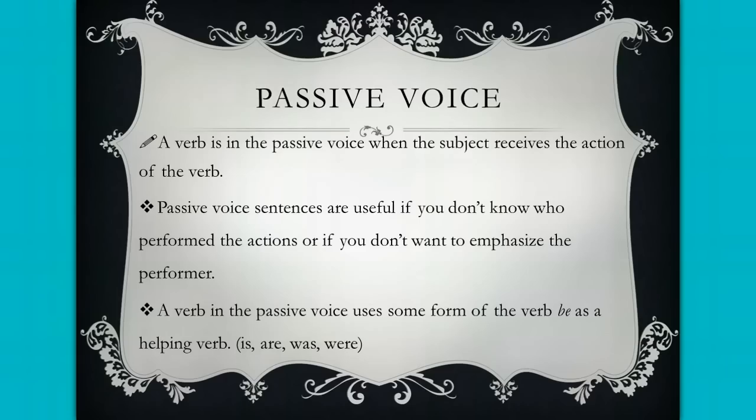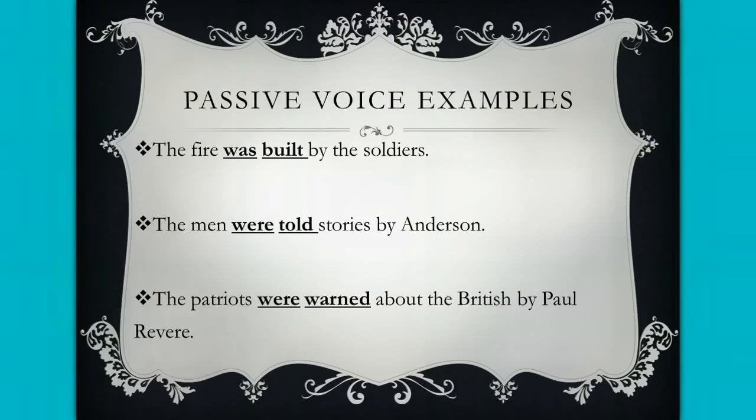A verb in the passive voice uses some form of the verb be as a helping verb, such as is, are, was, or were. Use this to help you identify passive voice verbs. Here are the example sentences that we looked at earlier for active voice, but they are now written using the passive voice. In the first example, "The fire was built by the soldiers," the verb is passive voice.